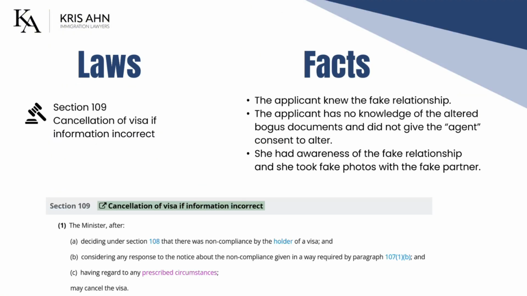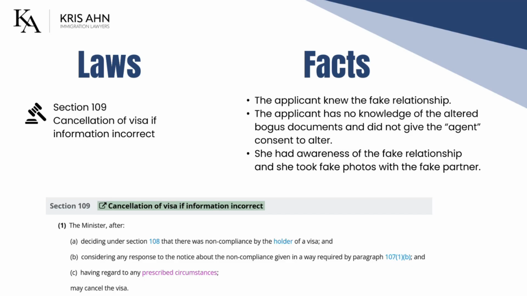And if you have a look at the visa cancellation procedure, you will find that the decision maker needs to make a 2-step decision. So first, they need to confirm whether the grounds of the cancellation exist. In this case, the ground of the cancellation is the previous non-compliance, which is providing incorrect information in a previous visa application. So the relevant fact for the grounds is that the applicant first, she knew about the fake relationship.